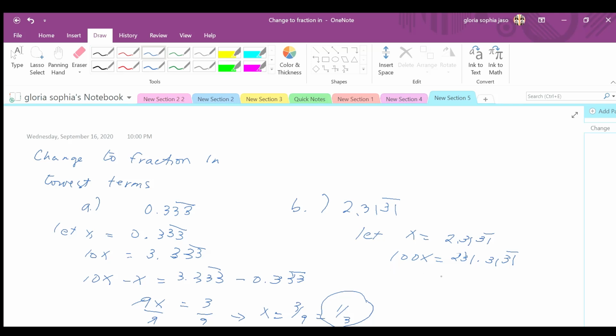So now let's subtract 100x minus x, that's 99x, equals 231.3131 minus 2.3131. So that is 229. Okay. So divide both sides by 99. We will have 229/99. Okay. So that's it.